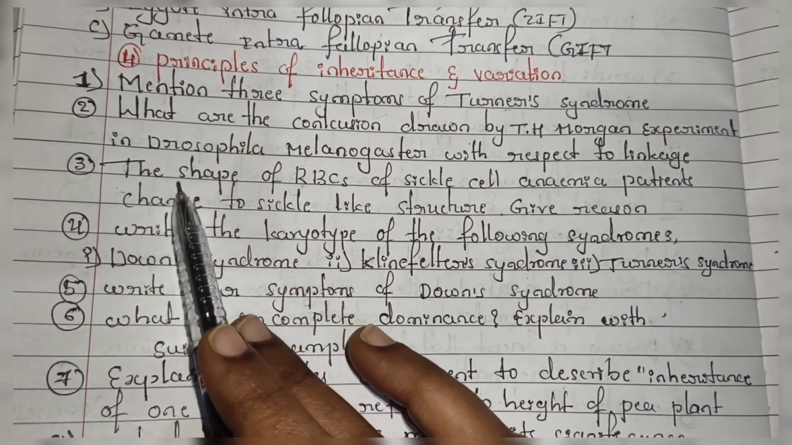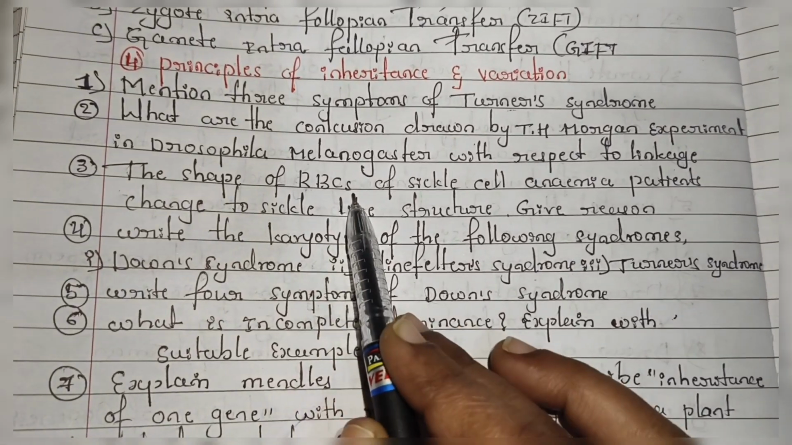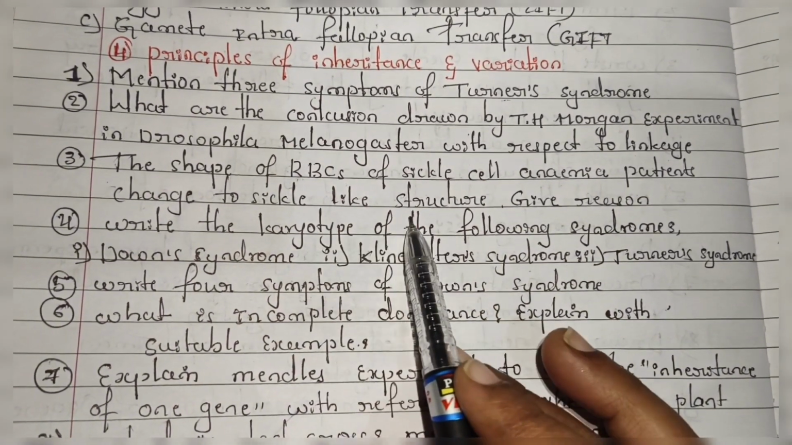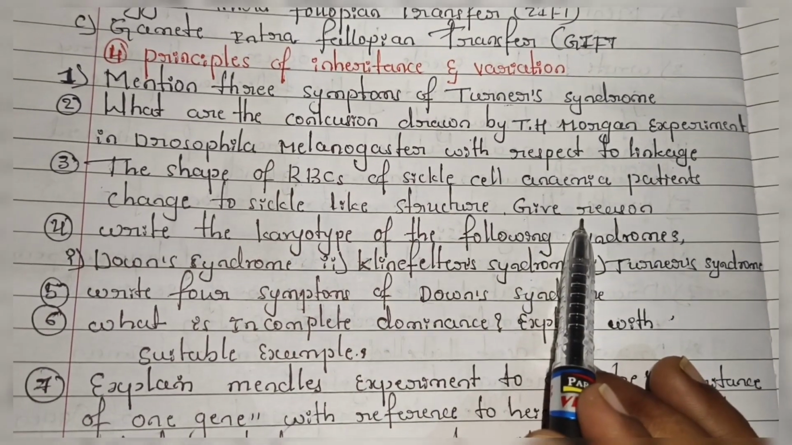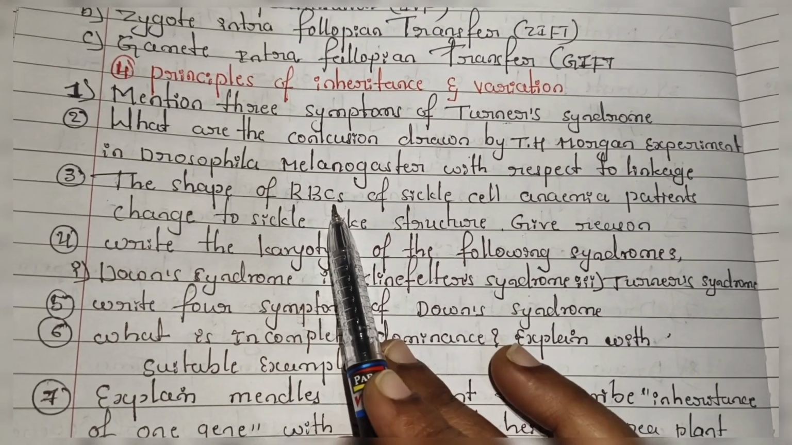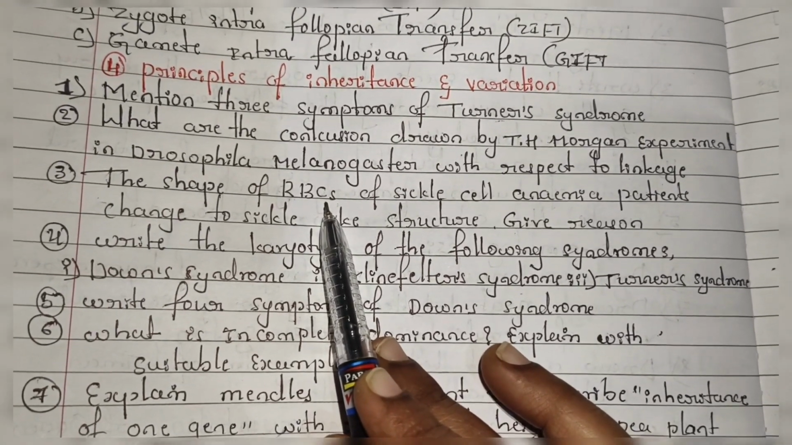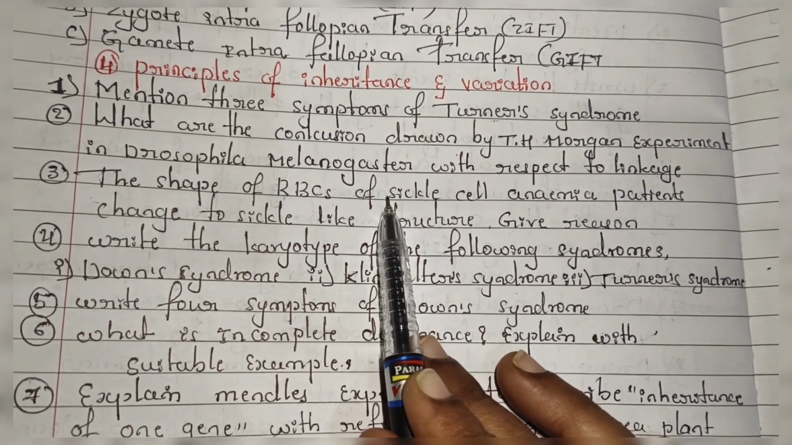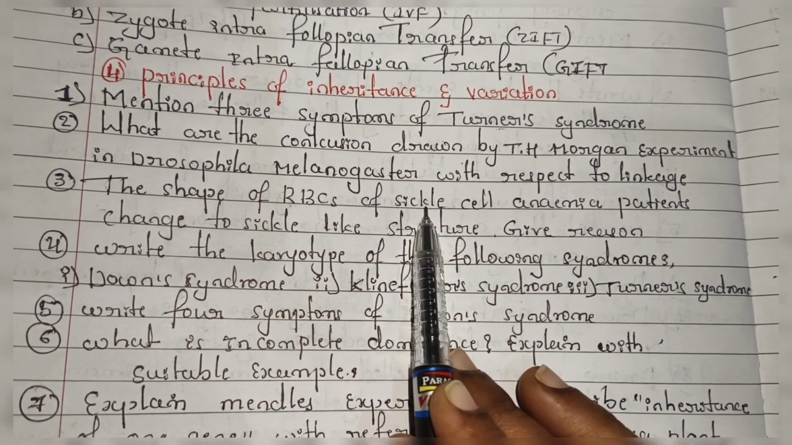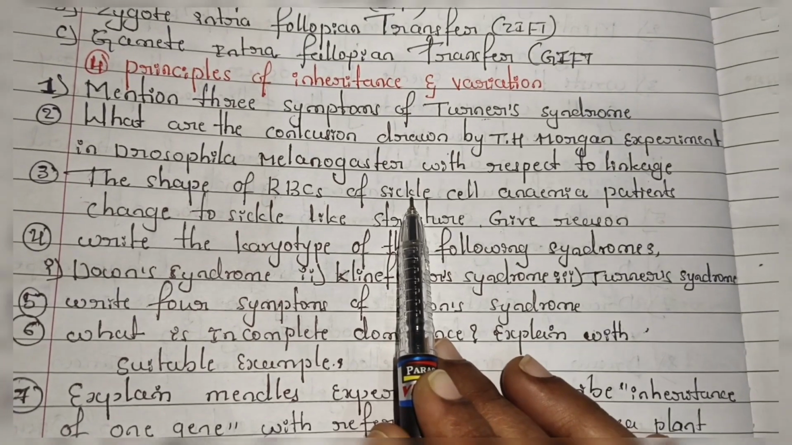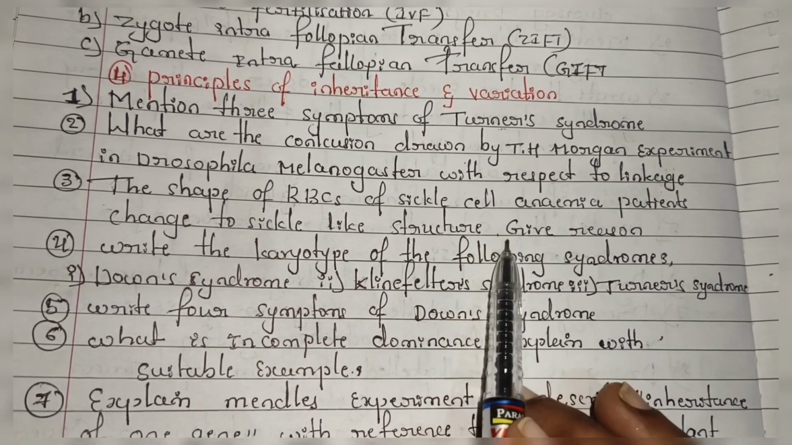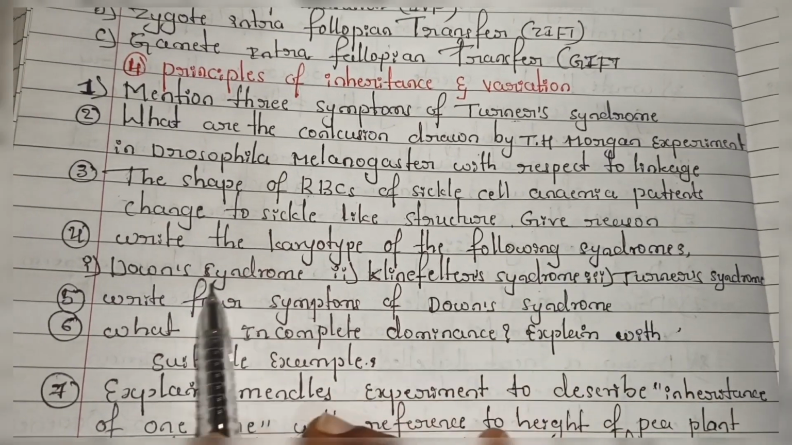And next, third one is the shape of RBCs of a sickle cell anemia patient changes to a sickle-like structure, give reason. So the RBC is normally biconcave in shape. It turns into a half moon like structure, and if it turns half moon like, the person starts suffering from sickle cell anemia disease. And how it is changing, you have to write in the reason.